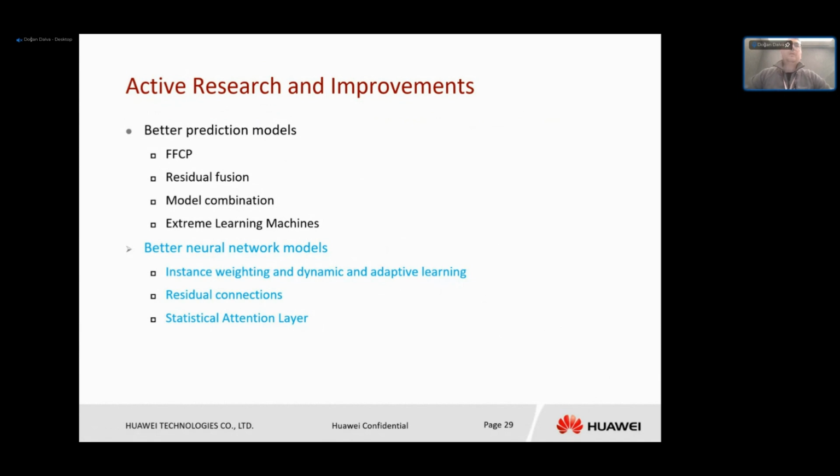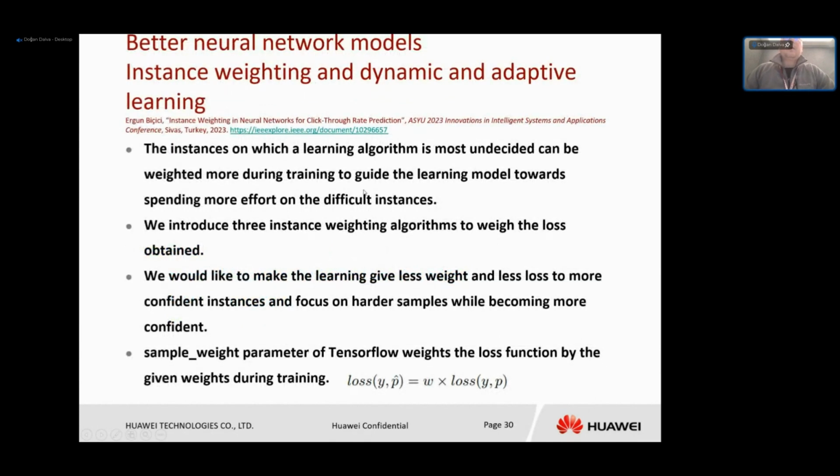The next topic that I want to talk about is building better neural network models. The first is instance weighting. Instance weighting is used to integrate dynamic and adaptive learning in neural network learning. The motivation is that the instances on which a learning algorithm is most undecided can be weighted more during training. Some instances are easy, some instances are hard to learn, and we want the learning algorithm to focus on the difficult, hard to learn instances.